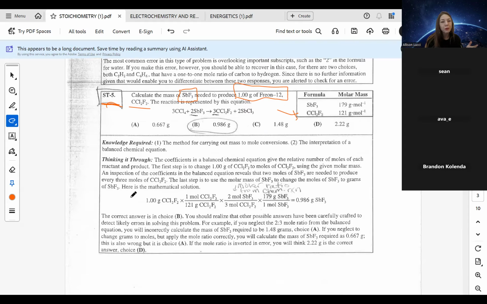But we always start with whatever amount we're given. So over here, we see 1 gram of Freon. That's our target. That's our goal. So we're going to kind of work backwards and figure out the mass in grams, right? We're looking for grams again of this antimony trifluoride. So what we do is we first convert to moles, right? Because we can't relate grams to grams directly. We need that mole intermediate. So I'm going to divide my 1 gram of Freon by its molar mass. And look at that. They gave us molar mass over here. So this is one less calculation. So I'm going to divide 1 by 121 to get to moles, right?